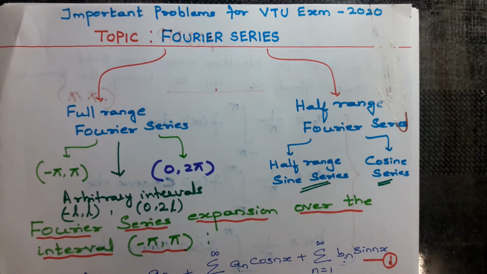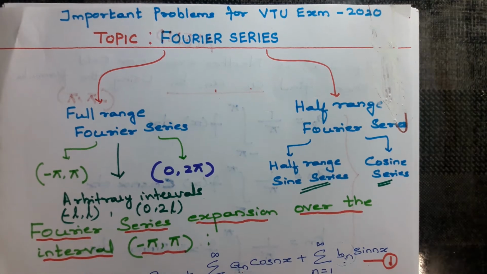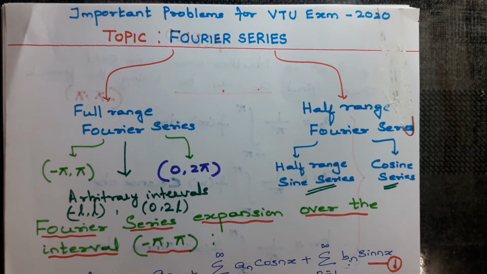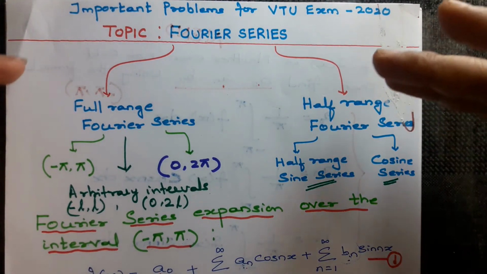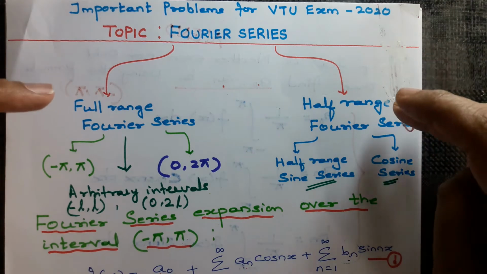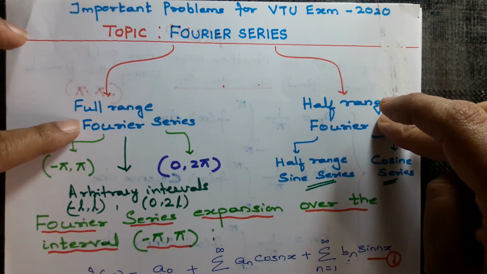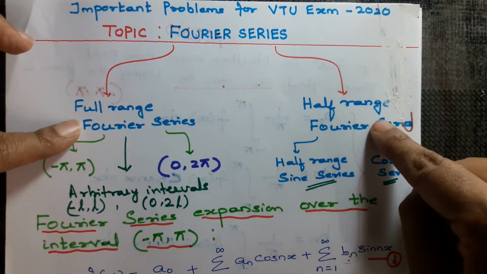These problems are very important for the VTU exam 2020. The Fourier series unit is in third semester engineering. According to the VTU syllabus, the Fourier series unit consists of full range Fourier series, half range Fourier series and harmonic analysis. Here the Fourier series is divided into two parts: one is full range Fourier series and the other is half range Fourier series.